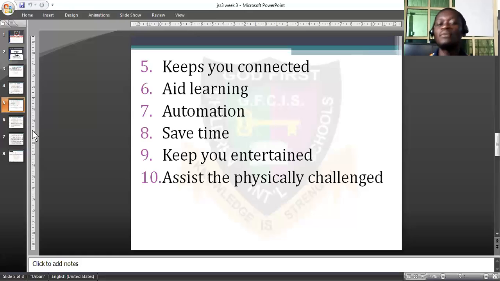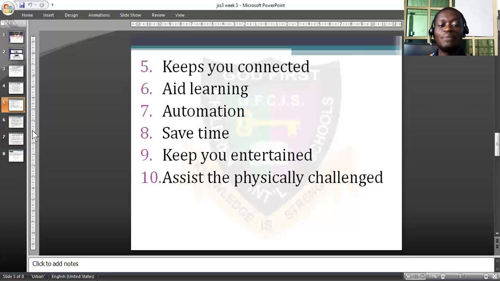For example, if you're searching for information in the computer, you can easily locate it, rather than checking your books or looking in your cupboard where you have your files to know which file you are looking for. Just query it, input the file name, and the computer will immediately locate it for you.